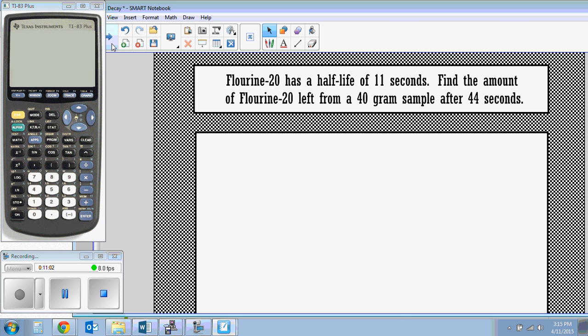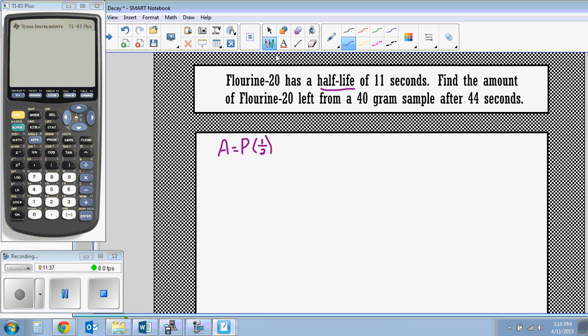So for this question, it says fluorine 20 has a half-life of 11 seconds. Find the amount of fluorine 20 left from a 40-gram sample after 44 seconds. So I know it's a half-life problem because it actually says half-life. So I'm going to use A equals P times 1/2 to the power of T, or whatever you want to figure out. I'll make it T just because that was what our original equation was.